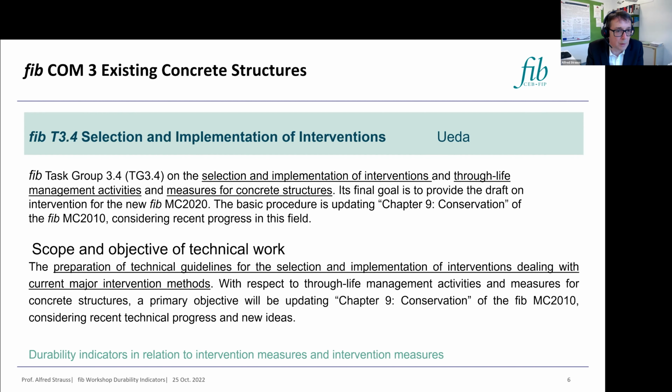Then we have Professor Ueda. He is focusing on the implementation of interventions, mainly working in the last years on supporting the Model Code 2020, in the chapter on conservation and techniques of implementation of intervention, and dealing also with the major intervention methods and through-life management. This is the group co-chaired by Professor Mancini. So they are also related, of course, to the other groups, like 3.3. There are liaisons, and I think there is also a liaison to Commission 8 somehow.